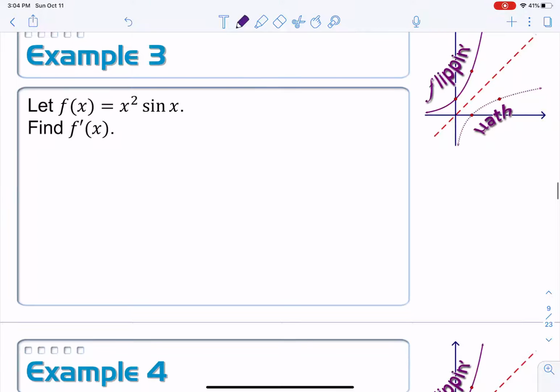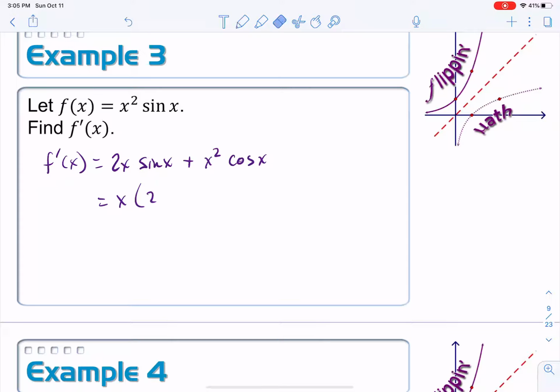Okay, so f prime of x is equal to, this is twins dating twins, derivative of the first is 2x times sine x, plus the first one, x squared, times the derivative of the second one, cosine x. All right, and then if you wanted to, you could factor out, I guess, an x. So x times 2 sine x plus x cosine x. I'm not sure that made it any prettier, but there you go.